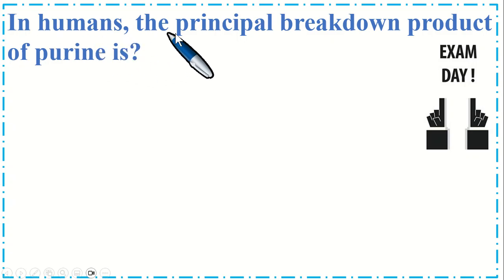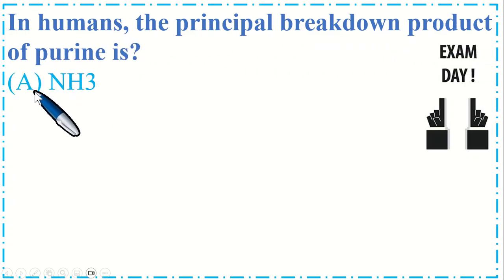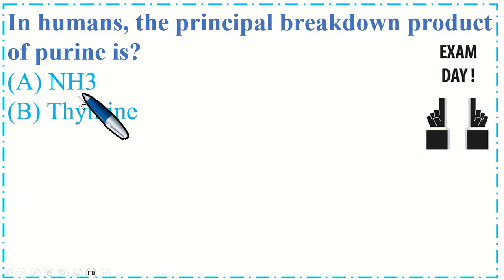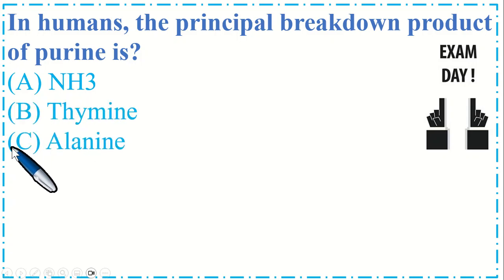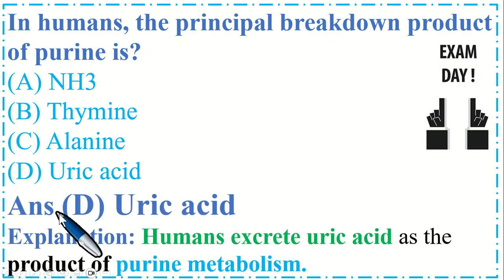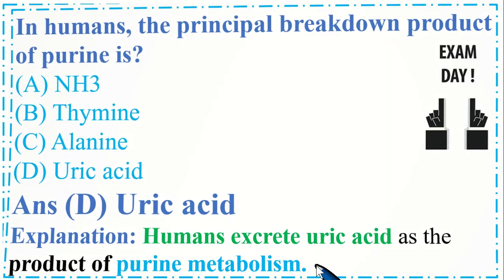In humans, the principal breakdown product of purine is: option A NH3, B thymine, C alanine, and option D uric acid. So the correct option is D, uric acid. Humans excrete uric acid as a product of purine metabolism.